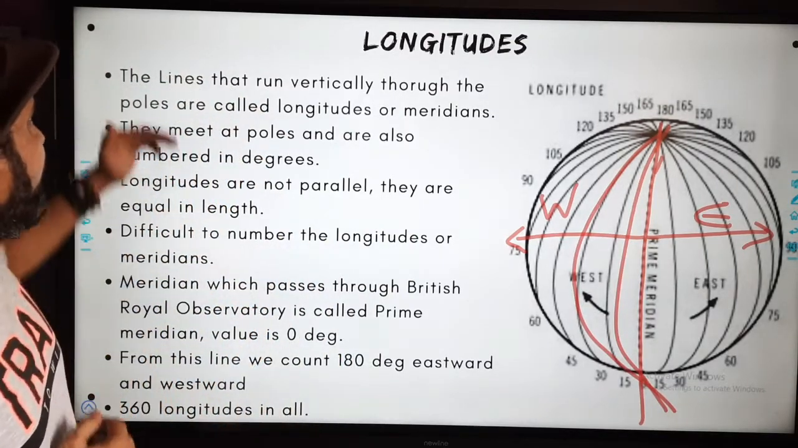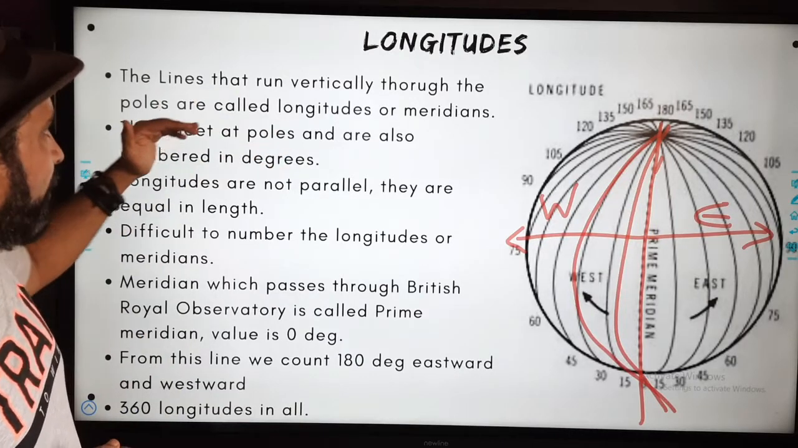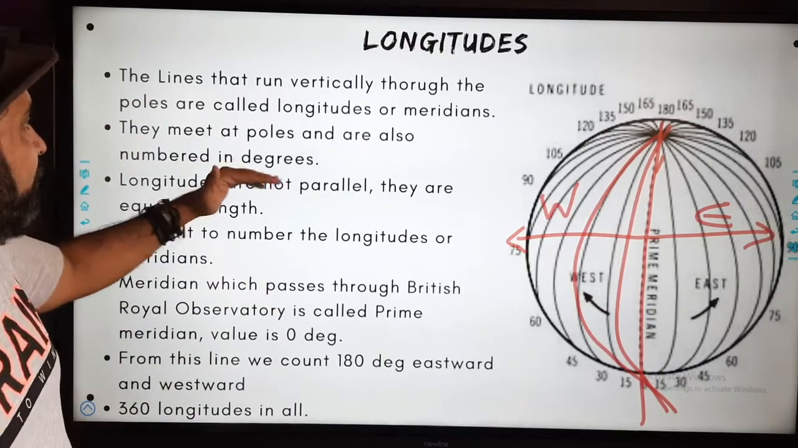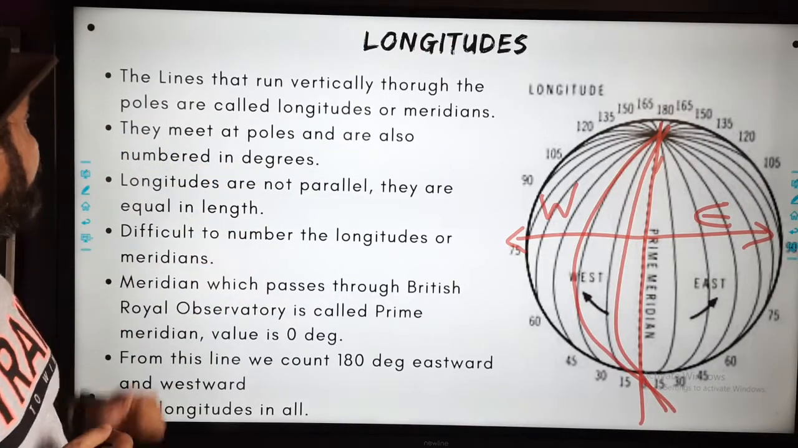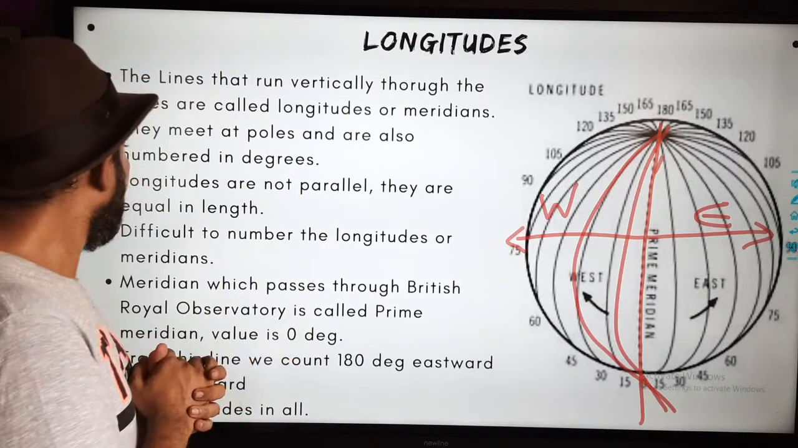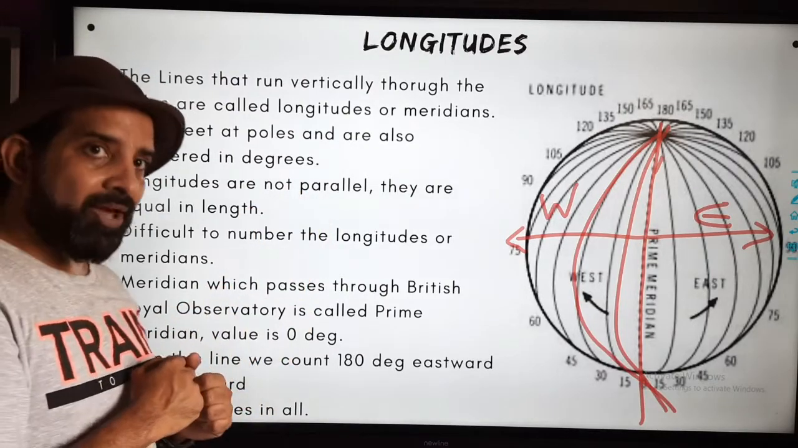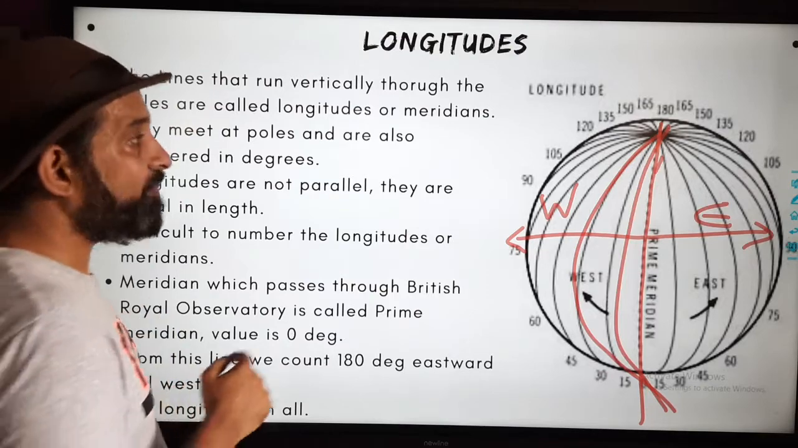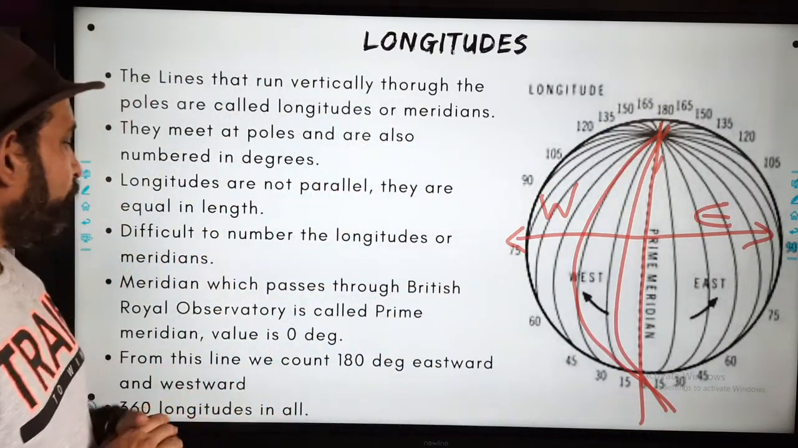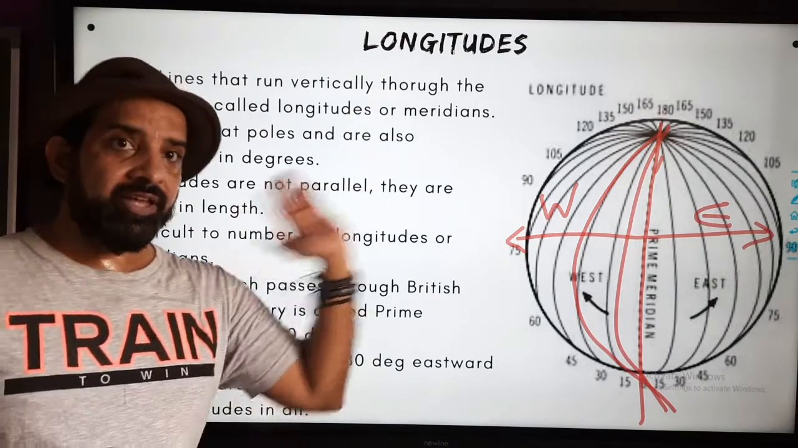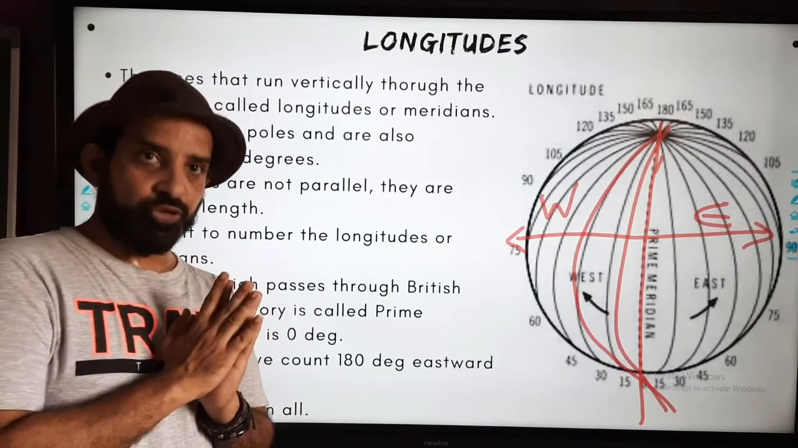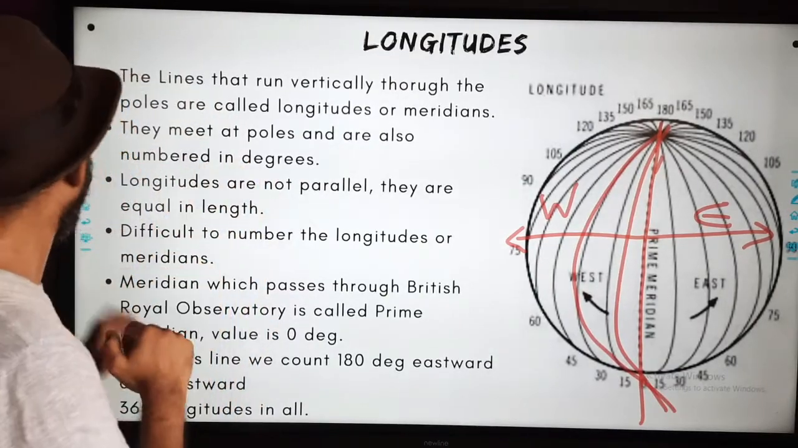So let's look at it again. The lines that run vertically through the poles are called longitudes, or also meridians. They meet at poles and are also numbered in degrees. Longitudes are not parallel. They are equal in length. Meridian which passes through British Royal Observatory is called prime meridian. From this line we can count 180 degree eastward, 180 degree westward. There are total 360 longitudes in all. So this is all about longitudes.